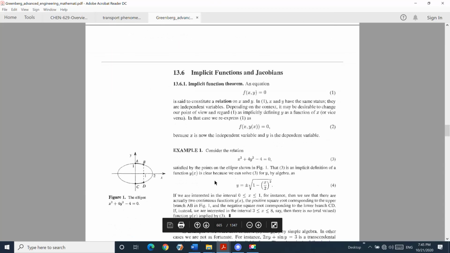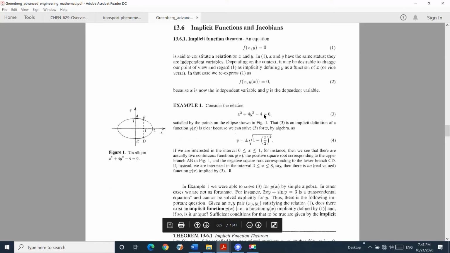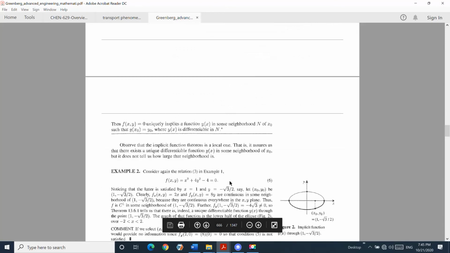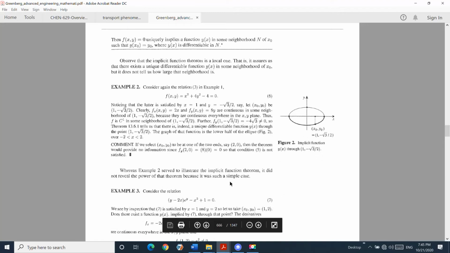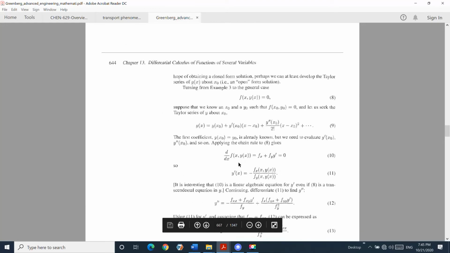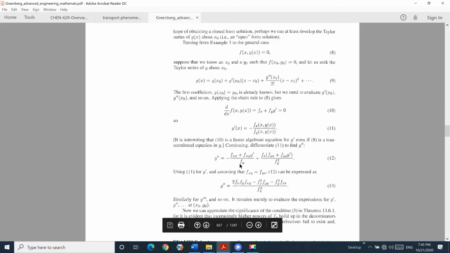So implicit function and Jacobians. Another important topic. We are gonna see this concept in transport phenomena and understand the basic concepts. So let's give you the implicit function theorem and Jacobians.